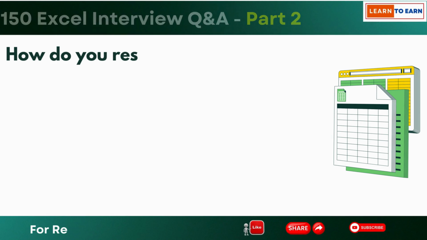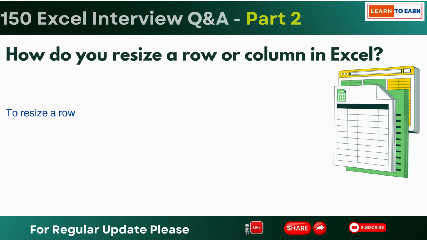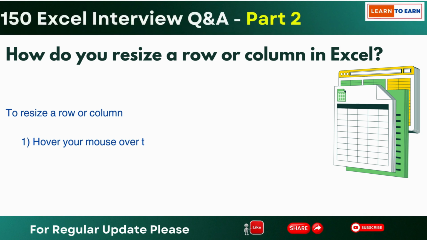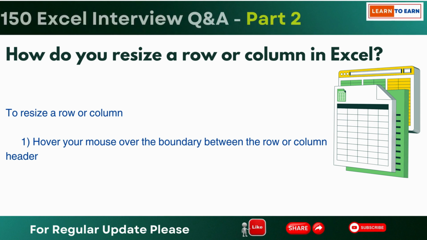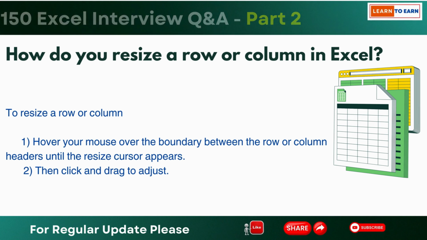How do you resize a row or column in Excel? To resize a row or column, hover your mouse over the boundary between the row or column headers until the resize cursor appears, then click and drag to adjust.